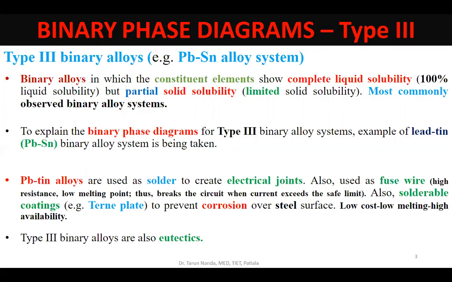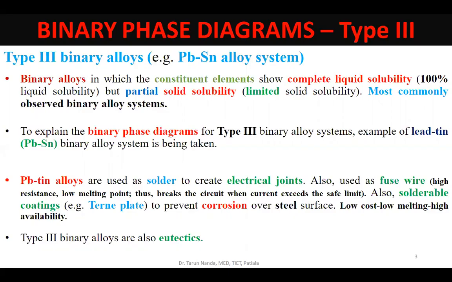You see binary alloys in which the two constituent elements which are forming the alloy show 100% liquid solubility but show partial solid solubility are type 3 binary alloy systems. And students, in fact, these are the most popularly observed and most popularly used alloy systems. So to explain the equilibrium diagram of type 3 binary alloy systems, the example of lead tin alloys would be taken.